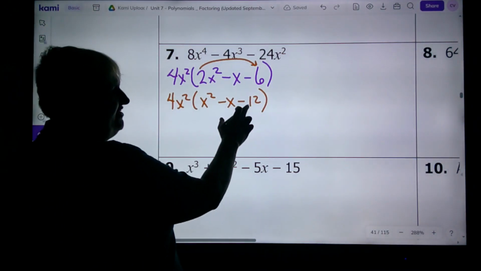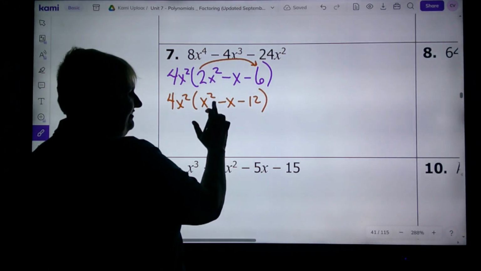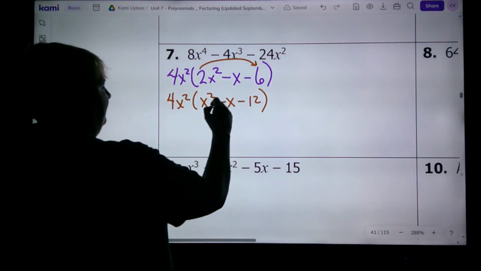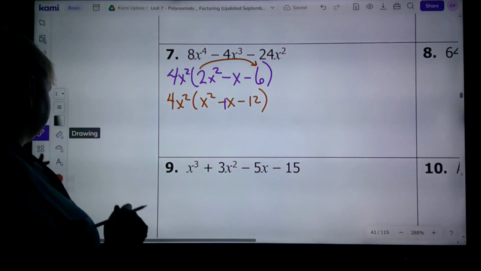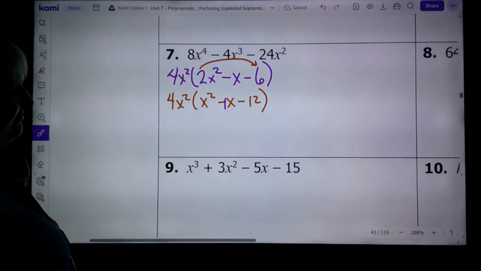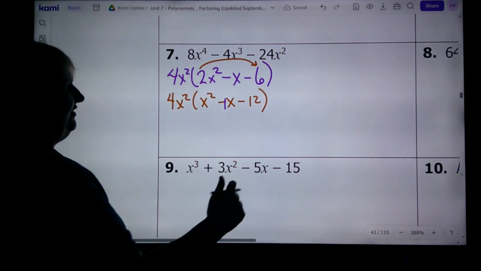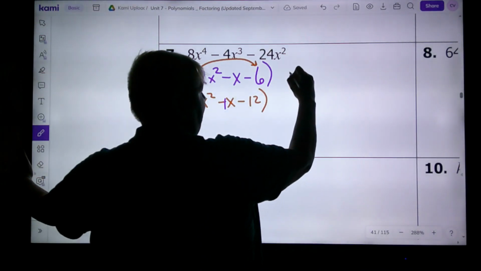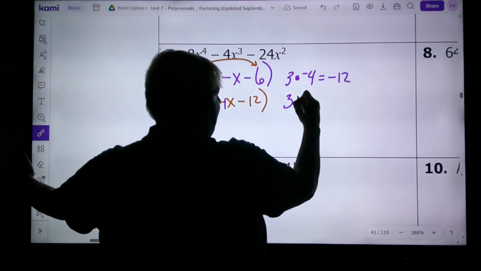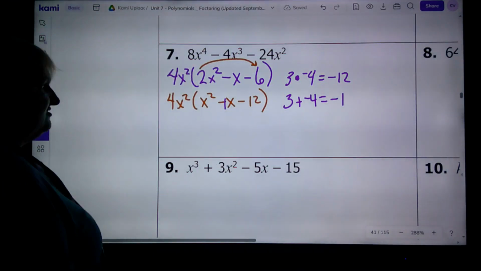Are there two numbers that can be multiplied together to give you negative 12 and added together to give you negative 1, the invisible 1? Ask yourself. Let's see. 3 times 4 is 12. And if the 4 is negative, it'll give you negative 1, right? Because 3 times negative 4 is negative 12. And 3 plus a negative 4 is negative 1. That's what we needed. So 3 and 4.